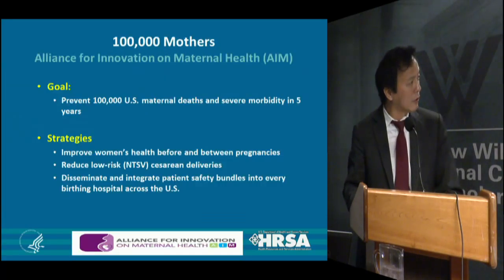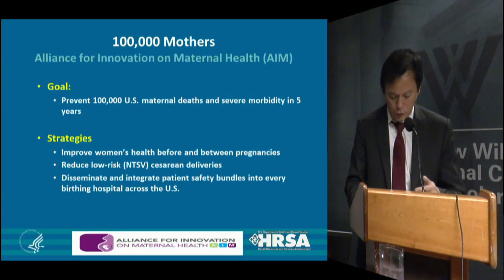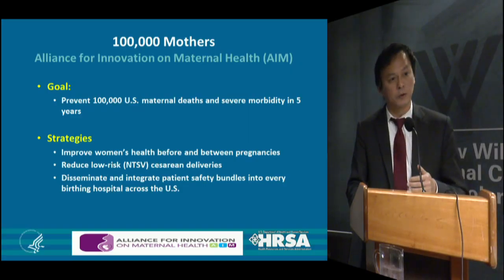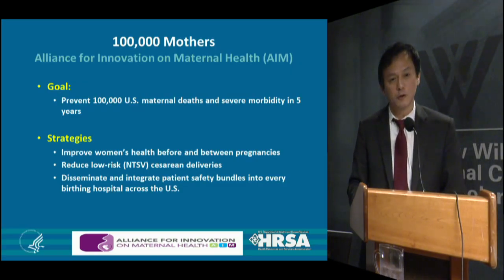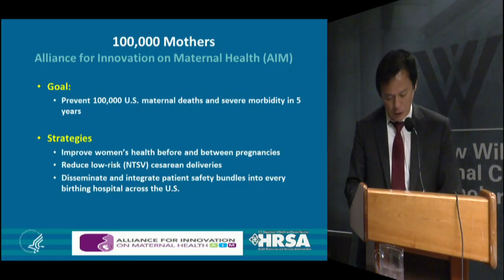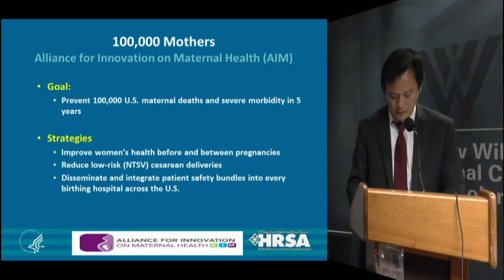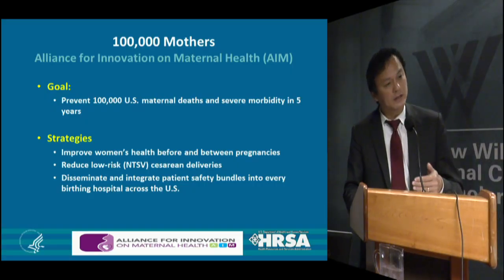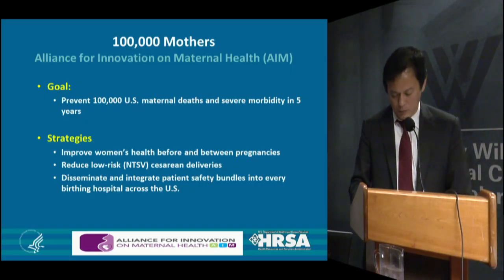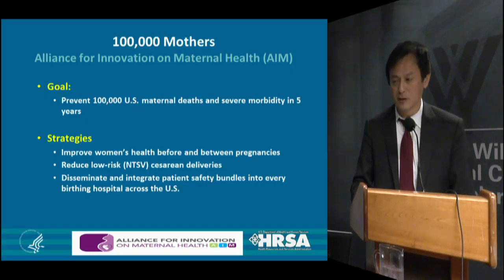And that's why earlier this year, we launched a new campaign, which initially I had wanted to call the 100,000 Mothers campaign, patterned after Million Hearts, except that it probably would have taken me about 2 years to get clearance for that. So we just decided to go ahead with calling it AIM, the Alliance for Innovation in Maternal Health, that's led by ACOG, but again, including a wide coalition of partners. And the question is, can we save 100,000 U.S. women from deaths and severe morbidity over the next 5 years by doing three things really, really well?